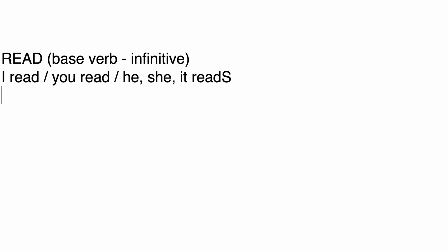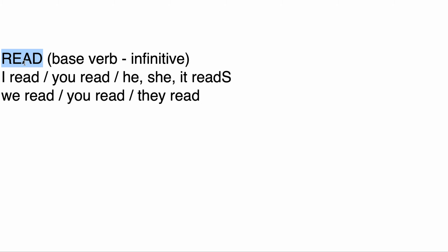Next, let's go on to the plurals. We read, you read, they read. Super simple. Again, base verb, we read, no change. You read, no change. They read, no change. So whenever we match the base verb to the persons we use here, number one doesn't change. Number two doesn't change. Number three adds an S in this case. Then it goes on. We read, you read, they read.